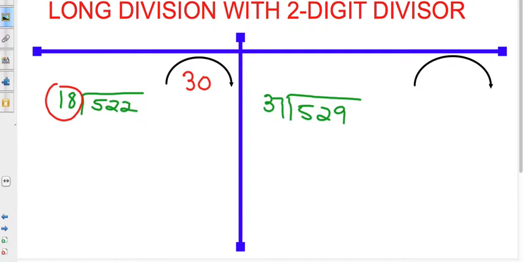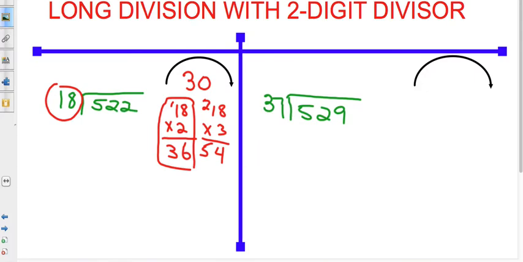First step is I always write down on the side a couple of multiples of my actual divisor. In this case, the divisor is 18. So on the side, I'm going to do 18 times 2. Eighteen times 3. I now have a good starting point.